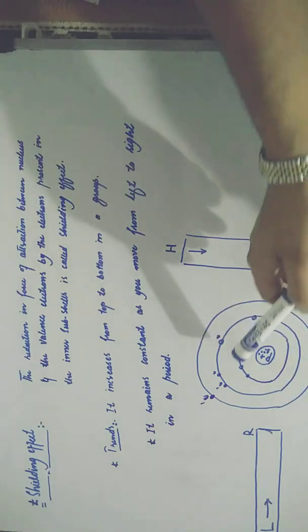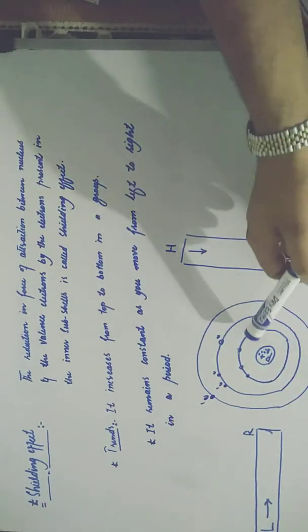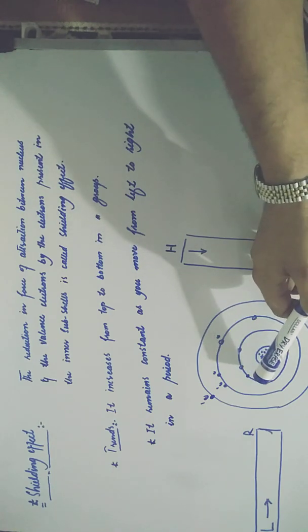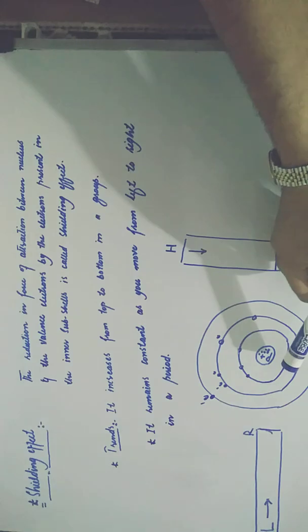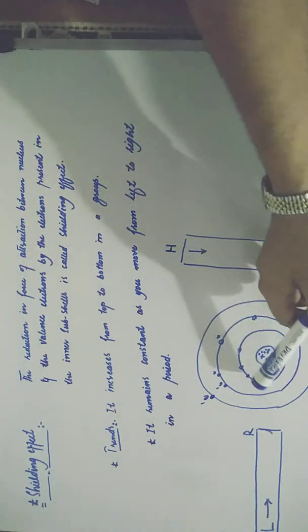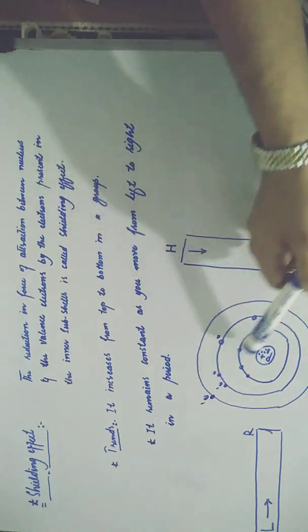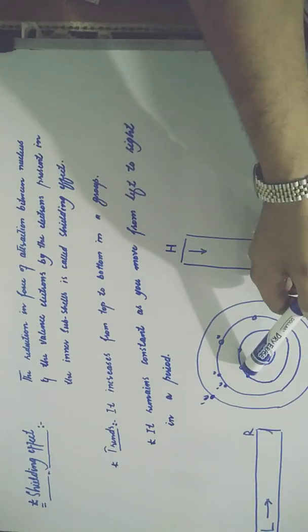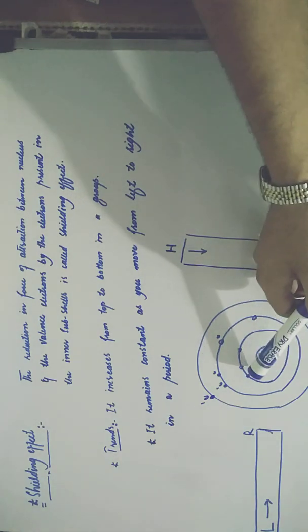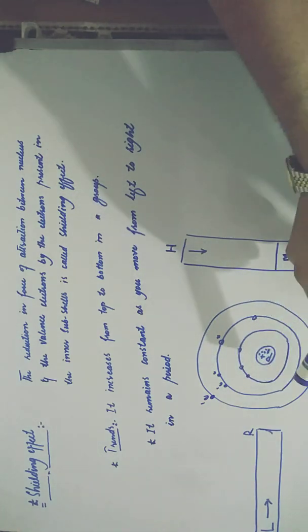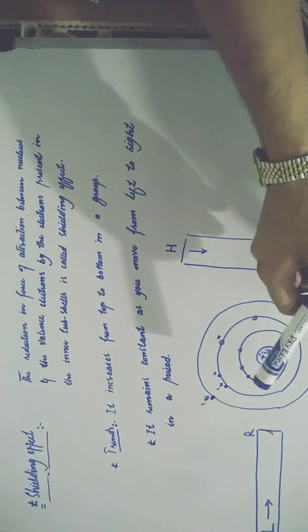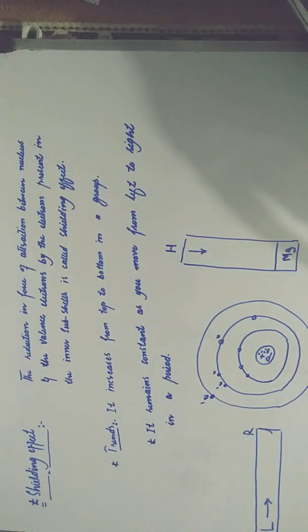That is the thing, because in the first shell you will find two electrons. According to the formula 2n square, there will always be two electrons. So no matter how much you move from left to right, you will not change these electrons. This shell will always contain two electrons. That is why the shielding effect remains constant.